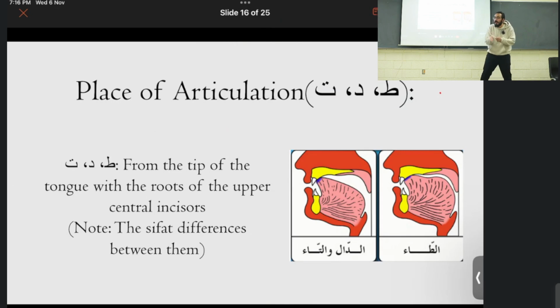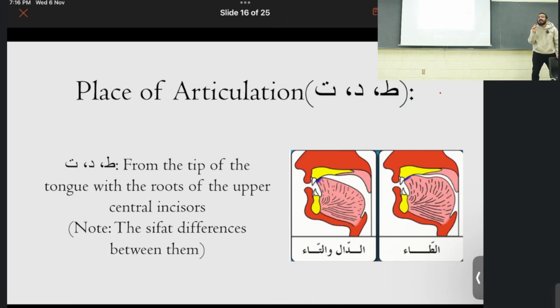You can actually say Ta, Ta, Ta. So what am I doing? I'm saying Ta, which is light Ta. Ta, which is heavier Ta. And then Ta. So what am I doing? I have a bit more of the tip hitting the upper palate. Again, I have a little bit more of the tip hitting the upper palate. Okay? Does that make sense? So that's the difference between Dal and Ta. Do you guys feel that?